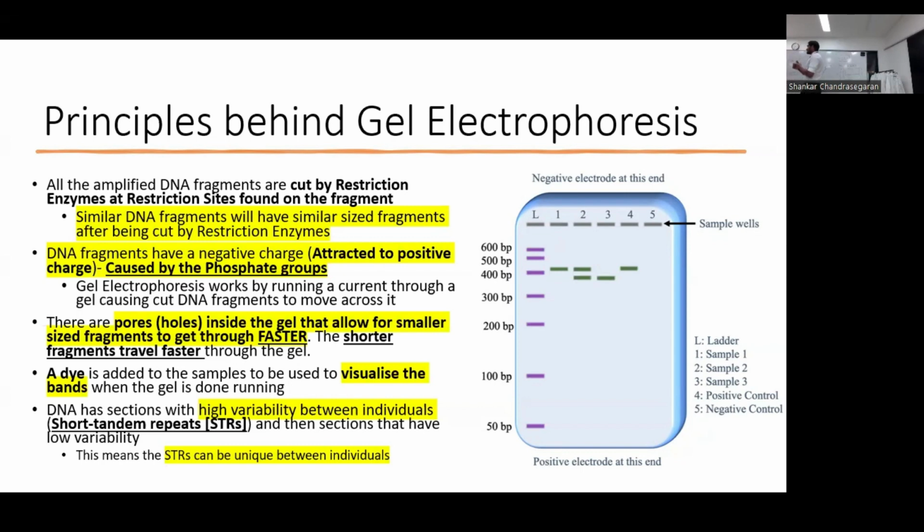So this factor, that the pores are small enough to let shorter fragments through, is key for it to separate DNA based on the size of the fragments. The heavier fragments, which are the bigger fragments, will be stuck at the top of the gel, whereas the smaller fragments will be able to get all the way to the other side of the gel.